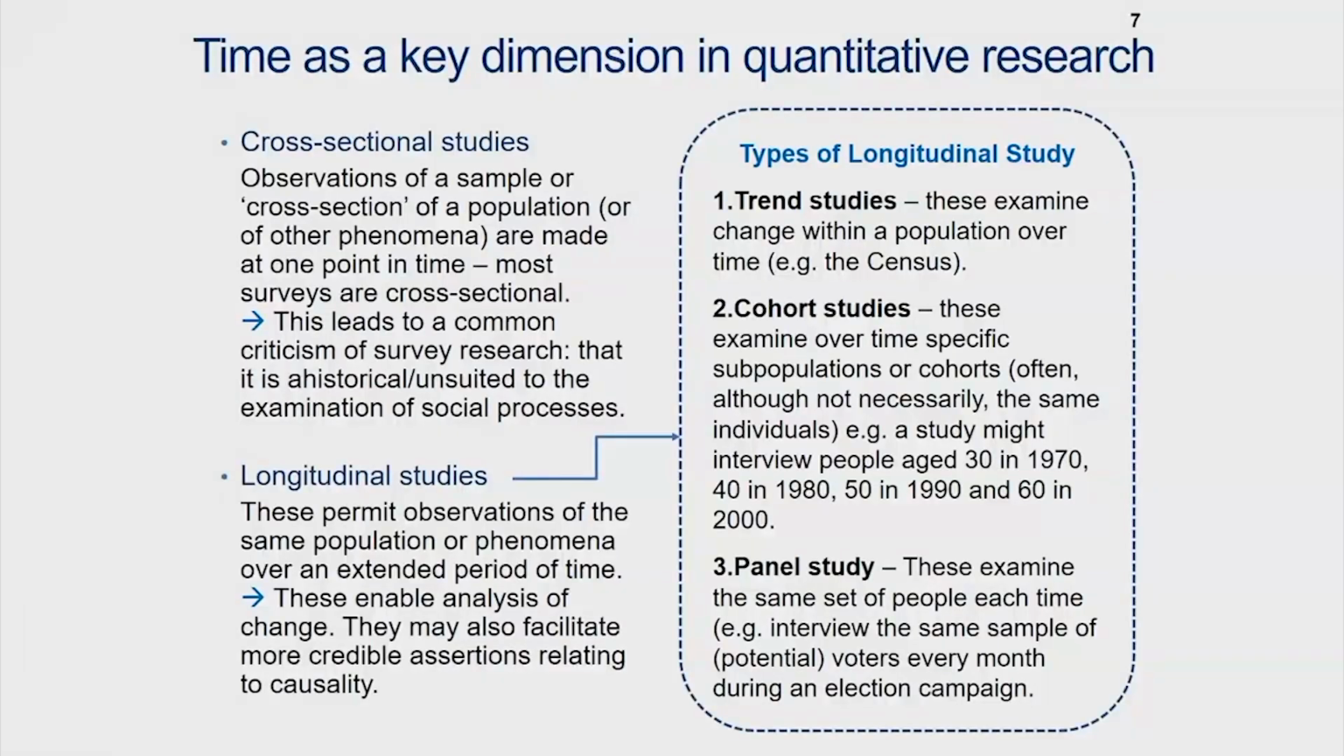So, there are trend studies, there are also cohort studies, and these cohort studies examine over time specific subpopulations or cohorts. They may not necessarily be the same, the individuals may be different. For example, we may study or interview people aged 30 years in 1970, and then 40 years in 1980, 50 years in 1990, 60 in 2000, and so on and so forth. So, we are studying cohorts at different points in time. And that also gives us some kind of longitudinal data.